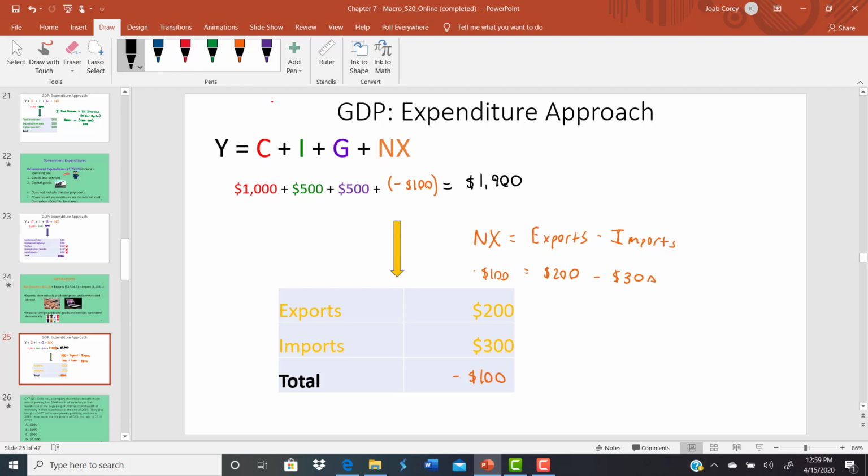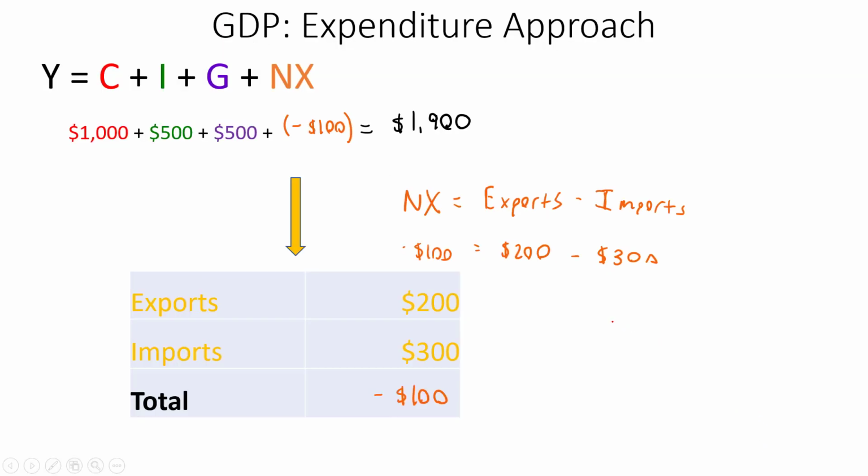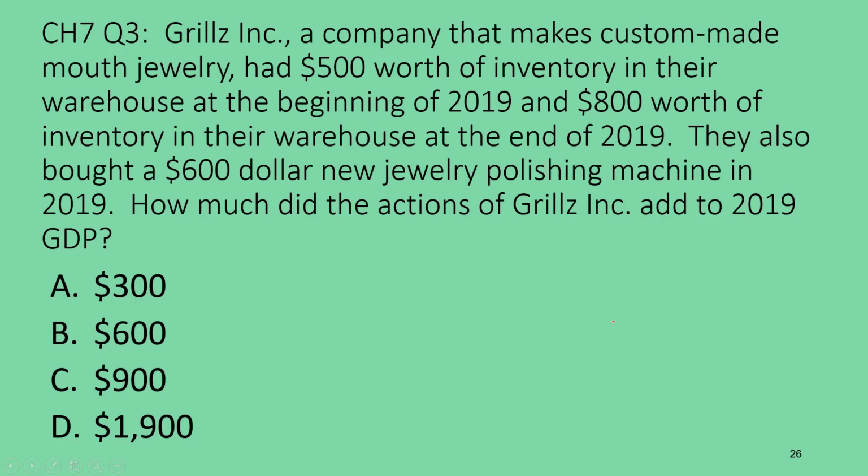All right, so let's try an example here using this equation and see if we understand how to do it. Grills Inc. is a company that makes custom-made mouth jewelry. They had $500 worth of inventory in their warehouse at the beginning of 2019 and $800 worth of inventory at the end of 2019. They also bought a $600 new jewelry polishing machine in 2019. How much did the actions of Grills Inc. add to 2019's GDP?